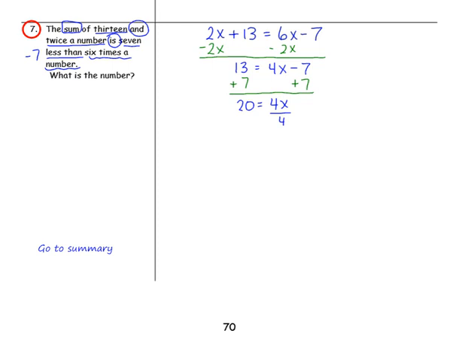Divide by the coefficient to complete the problem, and the answer is 5. So the number is 5. You can check to make sure that number is correct by multiplying 2 times 5 plus 13. That gives us a total of 23 on the left side of the equation. On the right side of the equation, that would be 6 times 5, take away 7. 6 times 5 is 30. 30 minus 7 is 23. Because the left equals the right, you have proven that your solution of 5 is correct.